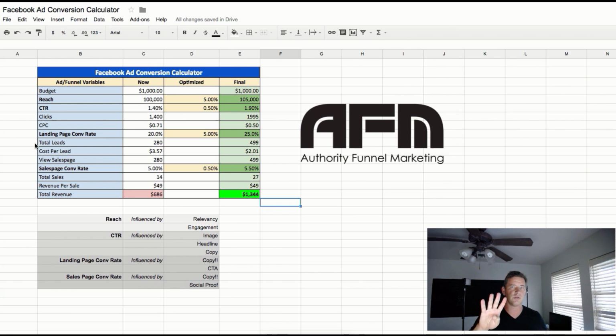So those are the 4 things that you want to focus on every time you're running a Facebook ad. Okay, so I'll say that again: reach, click-through rate, landing page conversion rate, and sales page conversion rate. Now this is assuming that we're going from an ad to an opt-in and then to a sales page. So that is the framework we're talking about.